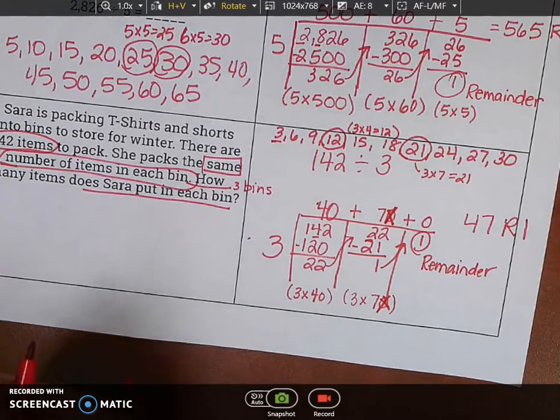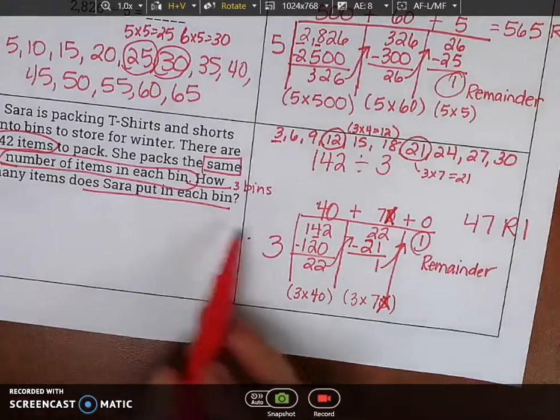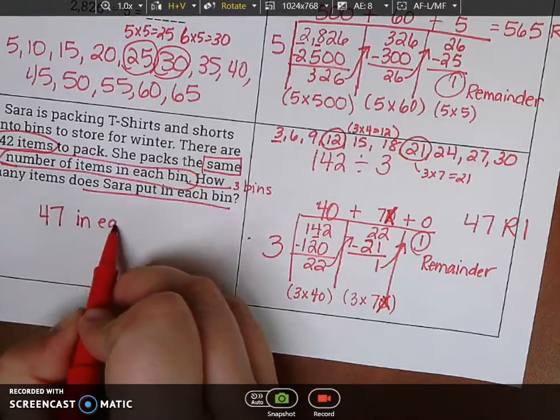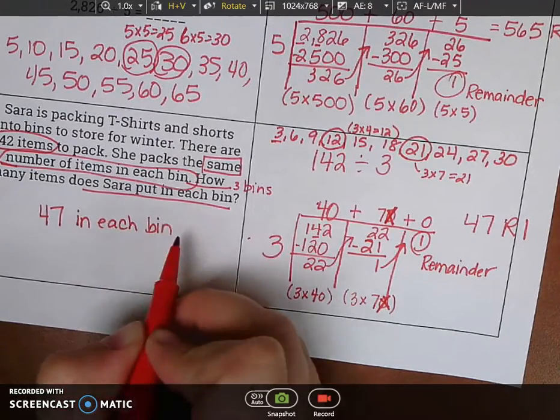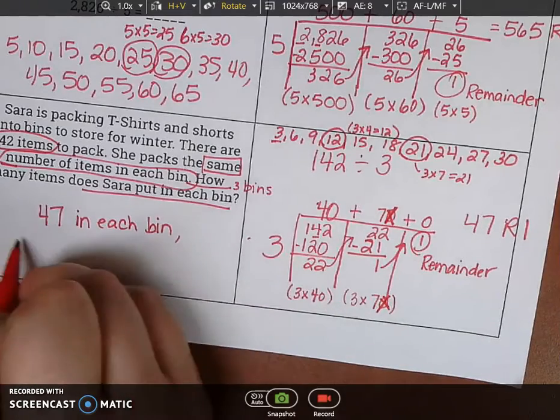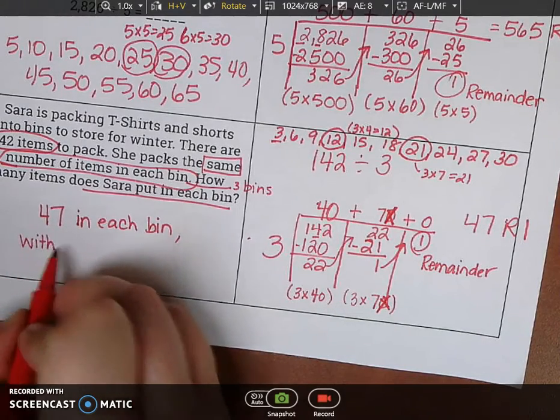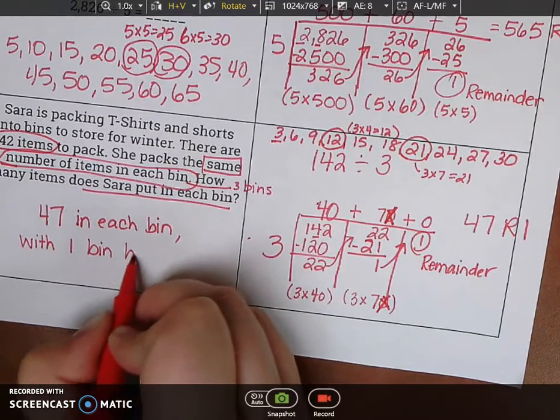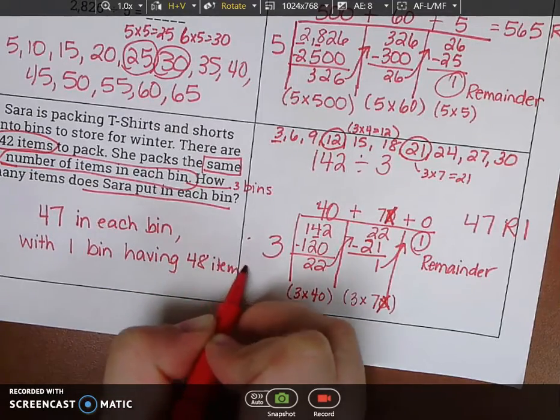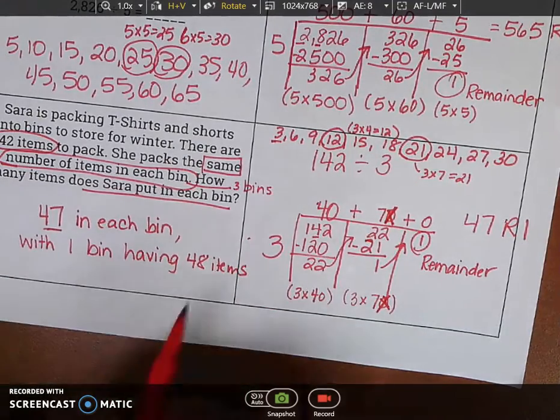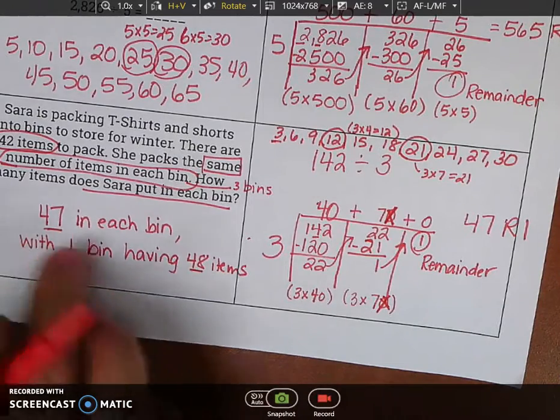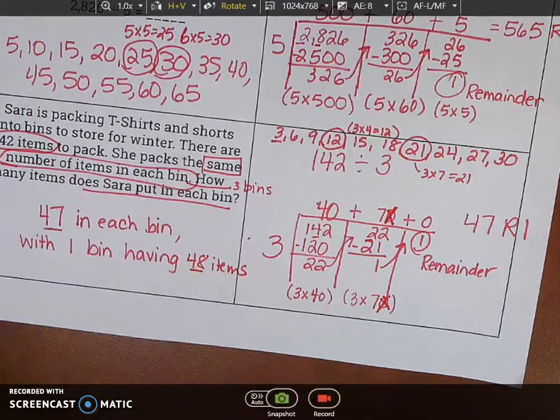Remainder 1. So to answer the question, how many items does Sarah put in each bin? 47 in each bin. And we've got to say something about our remainder. In this case, we would say something like, with one bin having 48 items. So 2 bins would have 47 and 1 bin would have 48, because we can't leave that one item all alone. We've got to add it into a bin. All right, that is it.